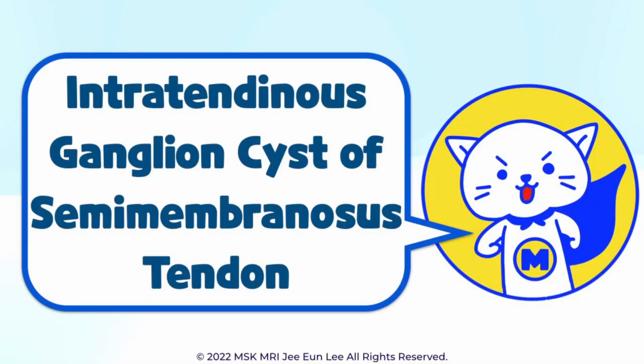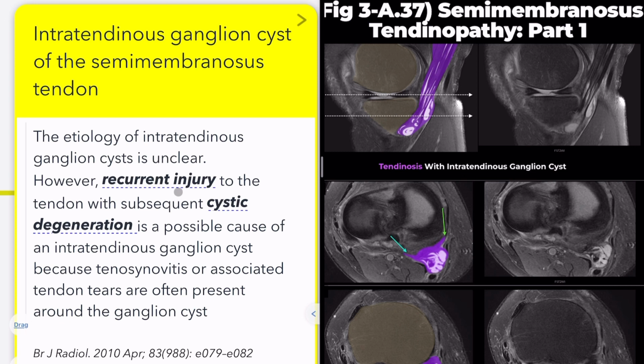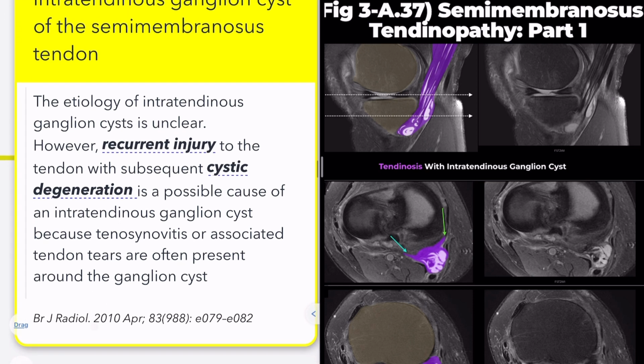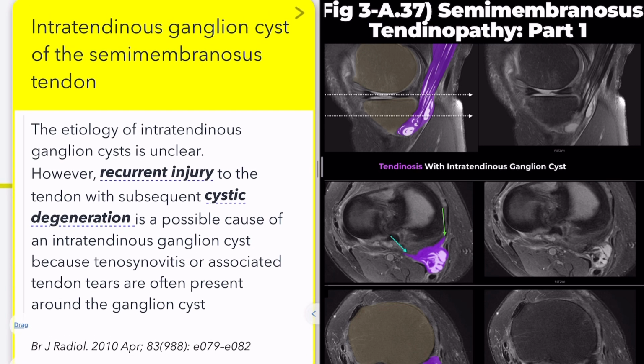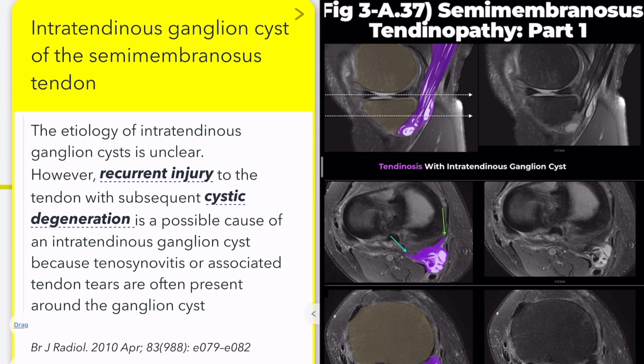Intratendinous ganglion cyst of the semimembranosus tendon. The etiology of intratendinous ganglion cysts remains somewhat unclear. However, it is postulated that recurrent injury leading to cystic degeneration might be a contributing factor. These cysts often coexist with conditions like tenosynovitis or associated tendon tears, which exacerbate the complexity of the clinical presentation.